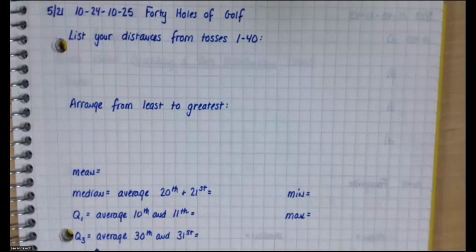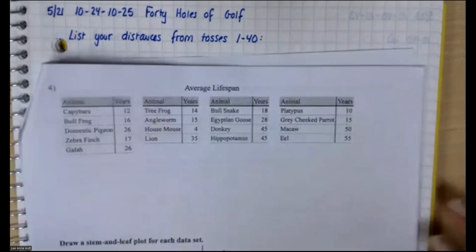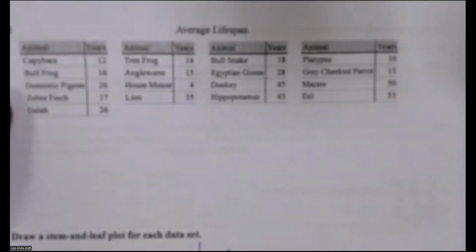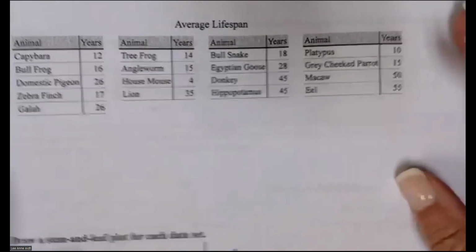Fine. But we're gonna start with the warm-up. So if you guys could find warm-up number 4, please. Warm-up number 4, which was the average lifespan of these animals here. This is a box and whisker plot problem.